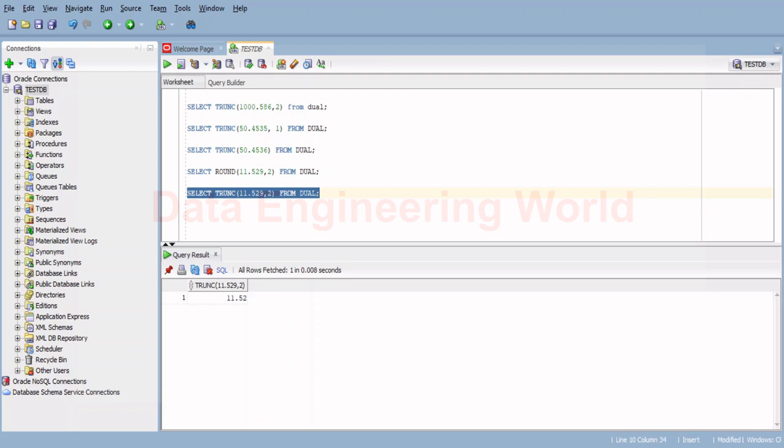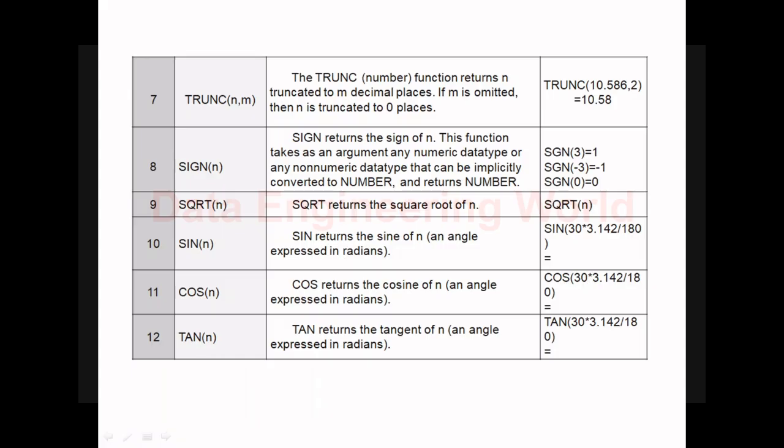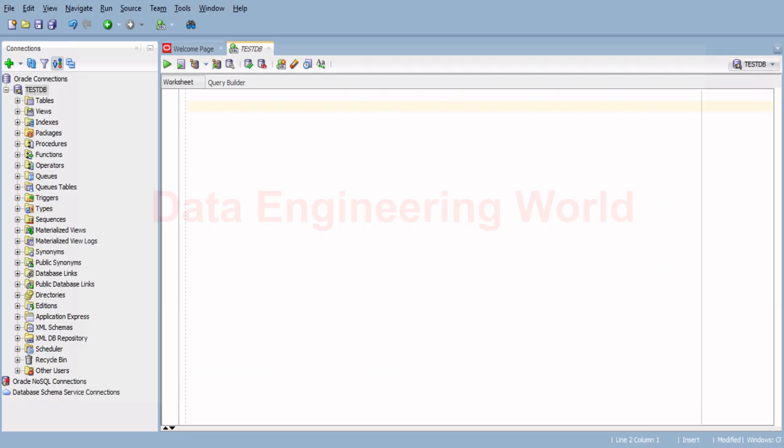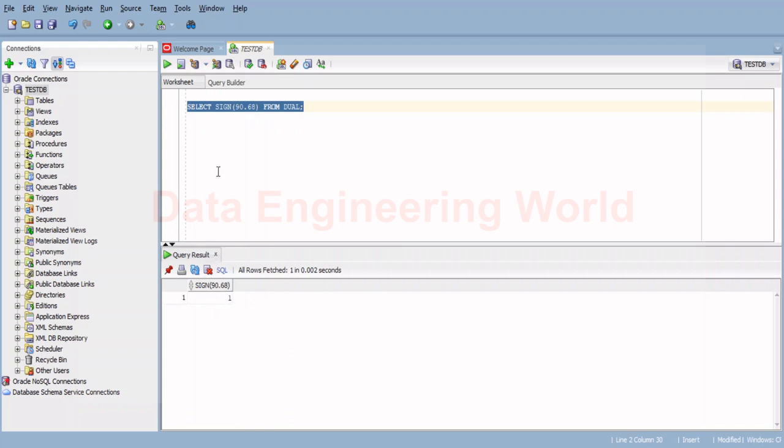Now let's move on to the next numeric function, which is sign. The sign function returns the sign of the number we pass as an input parameter. It gives 1 for positive numbers, -1 for negative numbers, and 0 for 0. Let's use this sign function to see some examples. So here we have a value which is 90.68, which we are passing inside the sign function. Let's see what output we are getting here. So we have got 1 because it is a positive number.